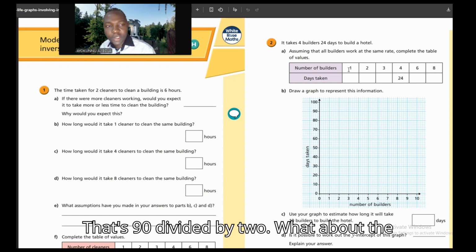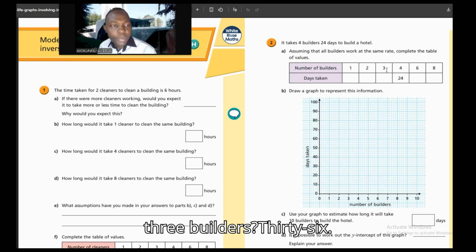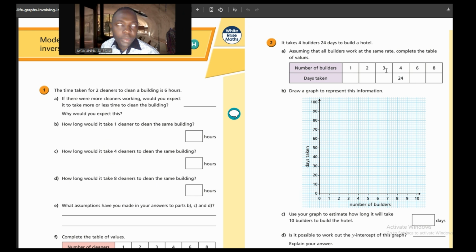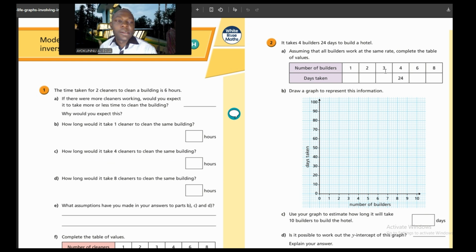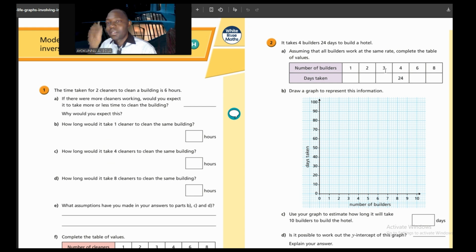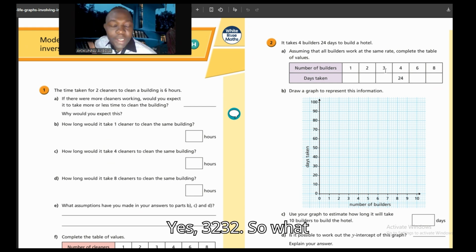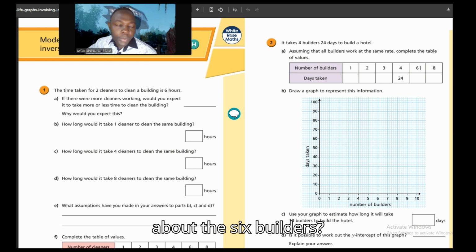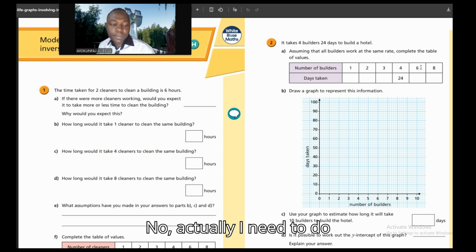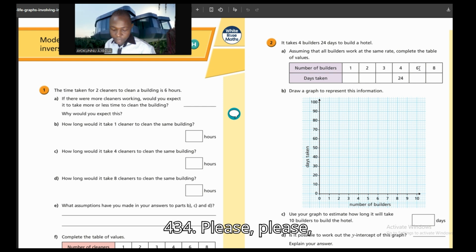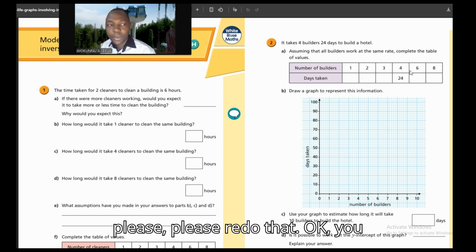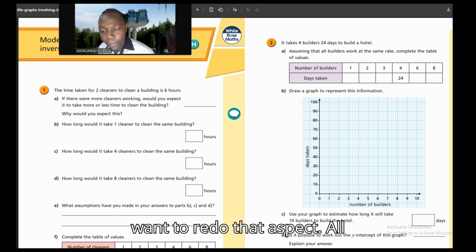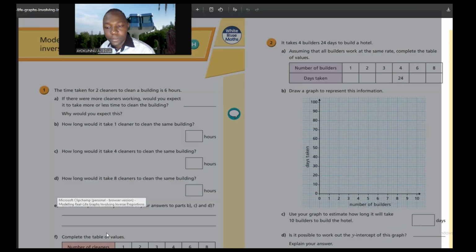What about the two builders? 48. That's 96 divided by 2. What about the three builders? 36. Is it 36 or 32? 96 divided by 3. Yes, 32. So what about the six builders? Now I see what I need to do. Okay, 434. Please just redo that one, please. Okay, you want to redo that aspect. No problem.